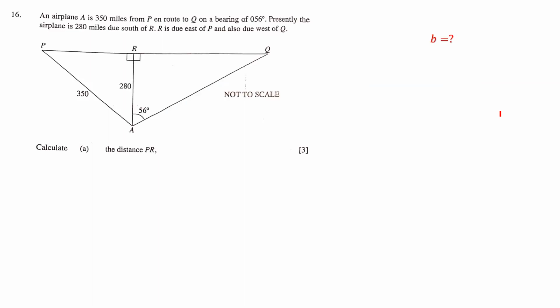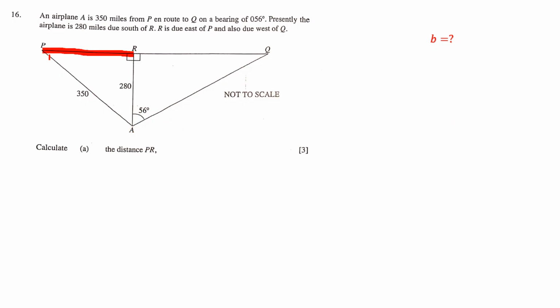Here we have number 16. It says an airplane A is 350 miles from P. And if we look carefully, the diagram shows us what's happening. And so what they want us to do is figure out the distance of PR. The distance PR, that's this distance.